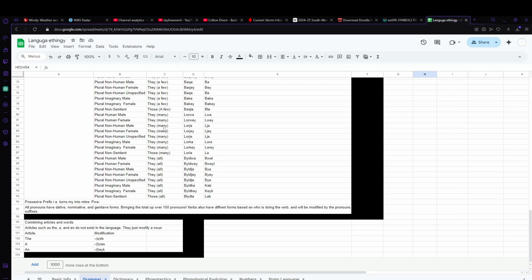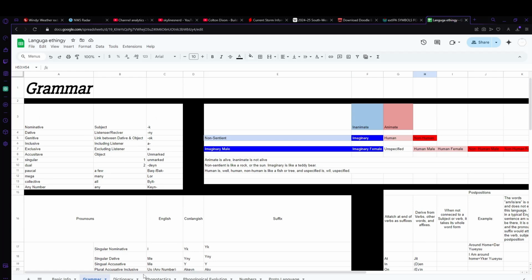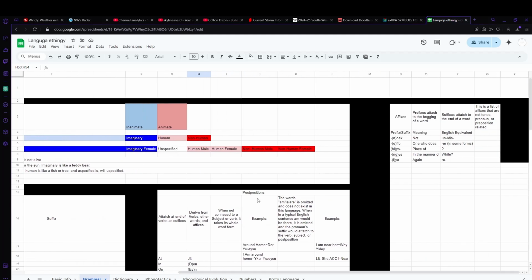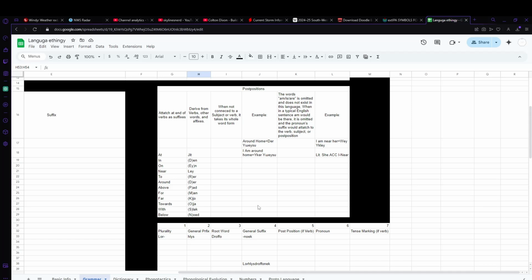And then there's a possessive prefix for turning me into mine, or he into his, or she into hers. Not to mention that you can turn the case marker from she to her, and yeah, that's that. Up, right, and down, postpositions, front and center.